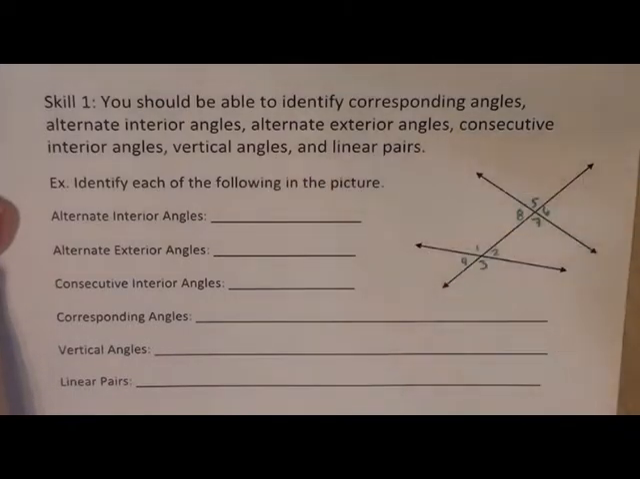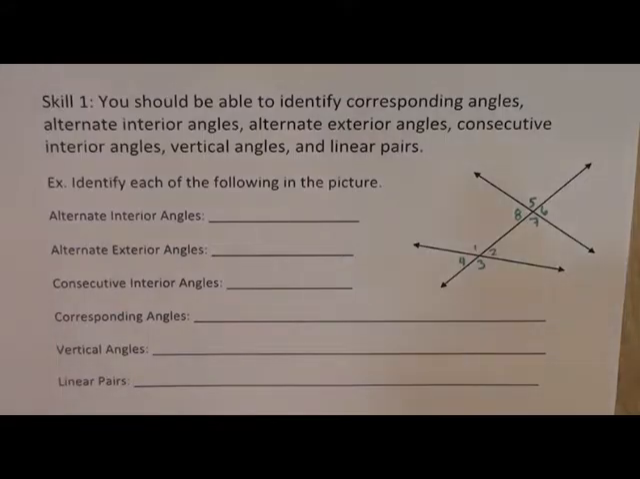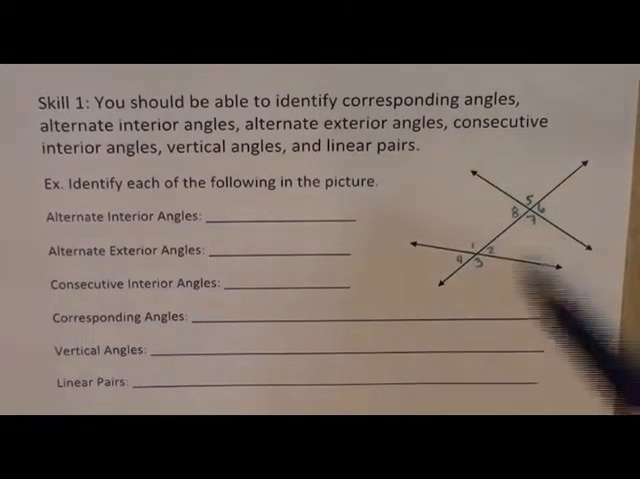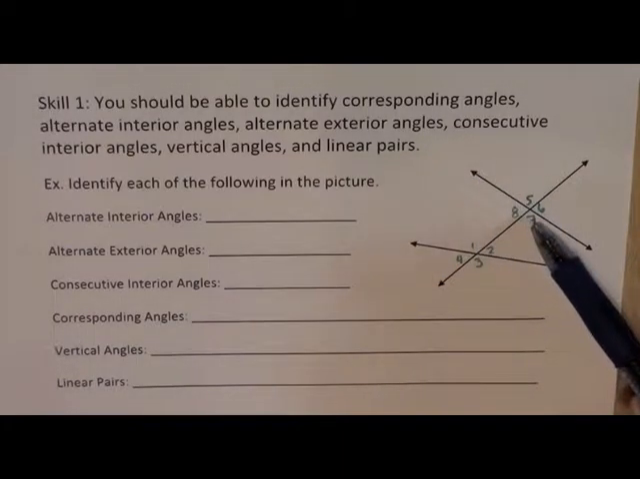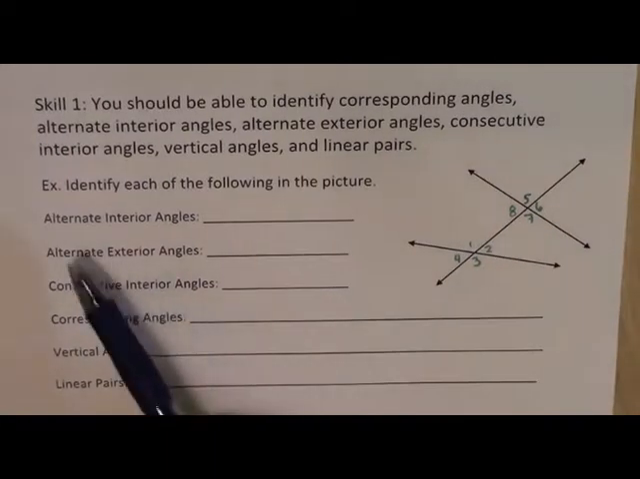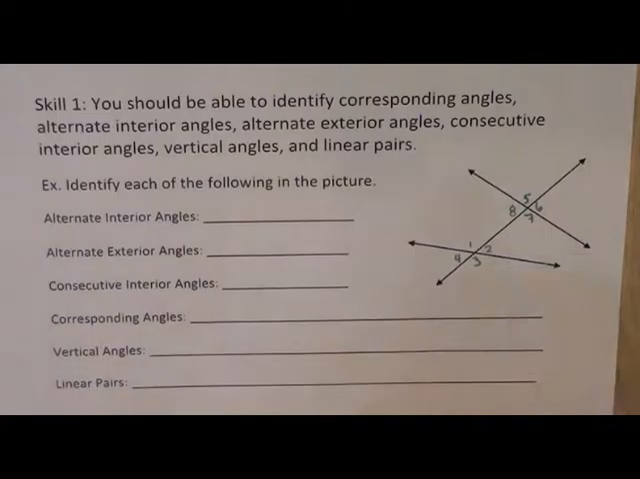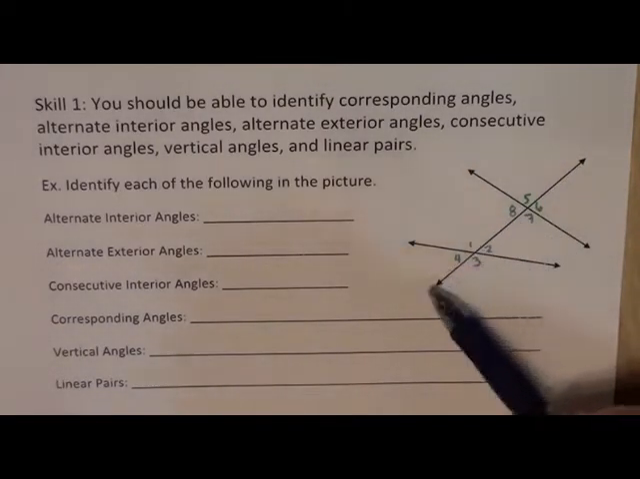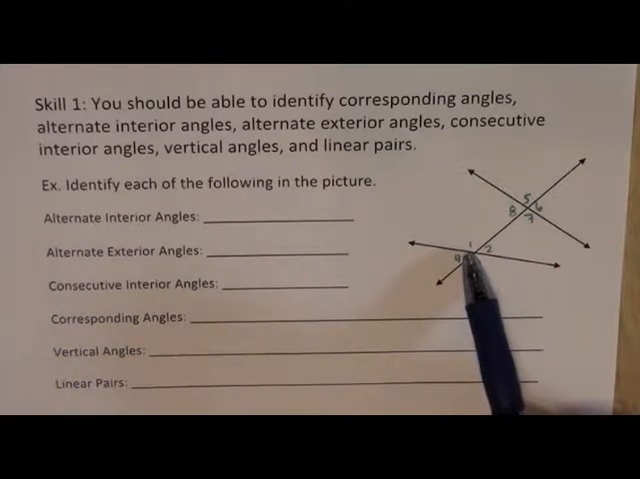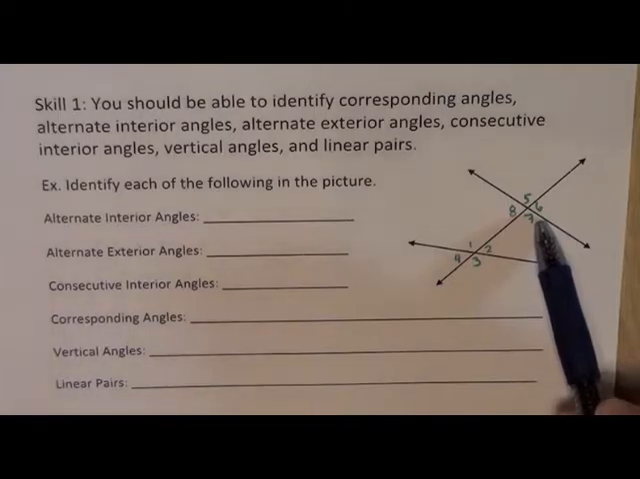All right, alternate interior angles. Interior means they are between the two lines. So they are between this line and this line. Well, the angles in the middle are 1, 2, 8, and 7. Those are the interior angles. Alternate means they are on different sides of the transversal. The transversal is this line. So angle 1 is alternate interior to angle 7.